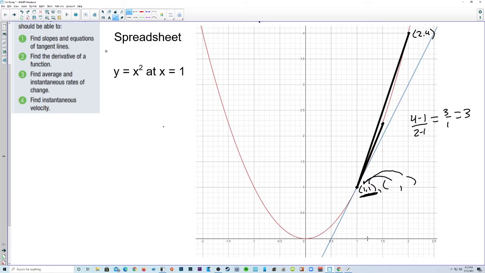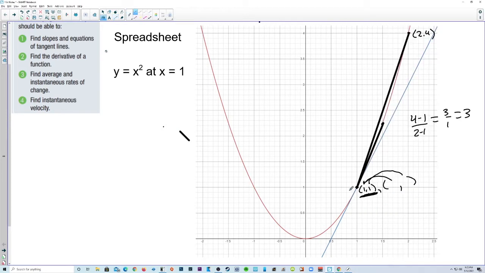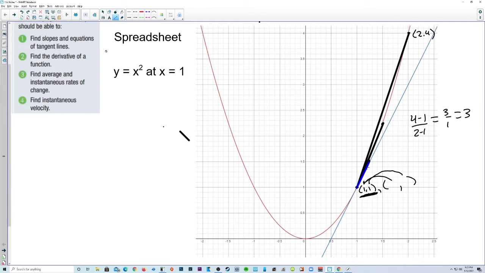Or what if we did 1.25 squared? 1.25 squared is 1.56. So 1.25 squared is up there, right there, on the curve. Can we do a different color for this? Let's do this. And if we did the slope of that secant line, now we're really getting close to the slope of the tangent line.